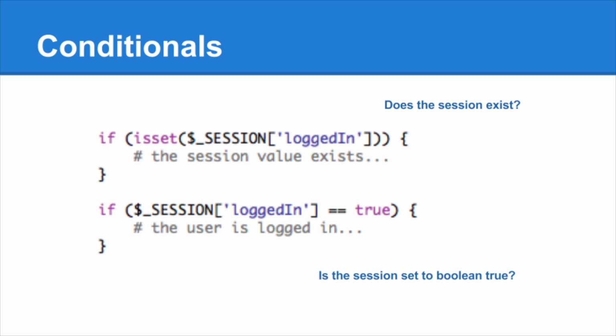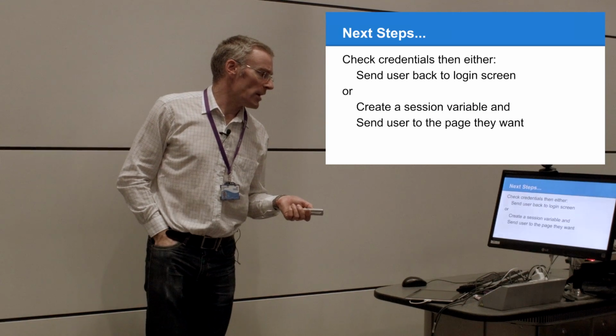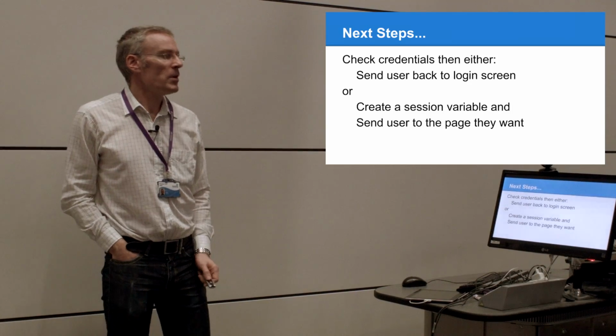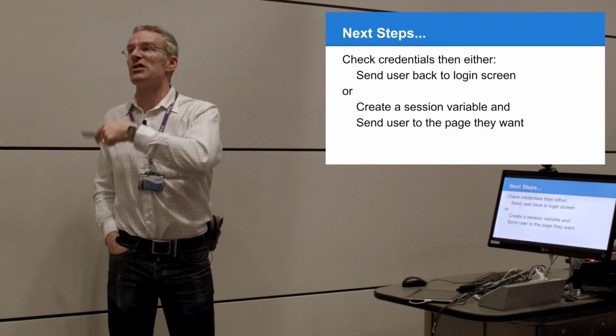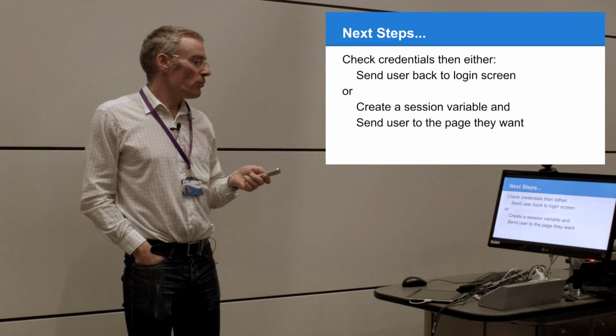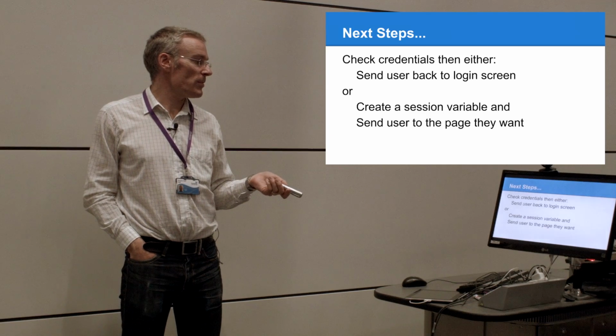3 lines of code at the top of the page, plus the session start. So 4 lines of code, you've got the complete secure website. You can bounce someone away if they're not logged in. Okay, so we check the credentials. We either send them back to the login screen to get them to log in, or we create the session variable and send the user to the page they want to see.